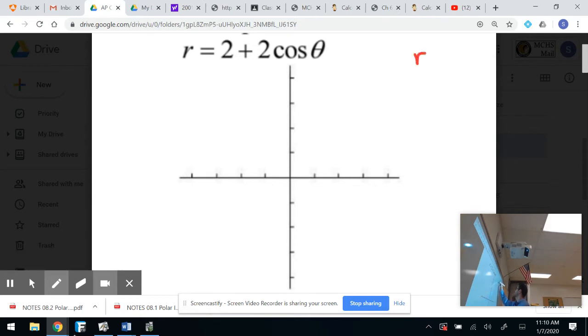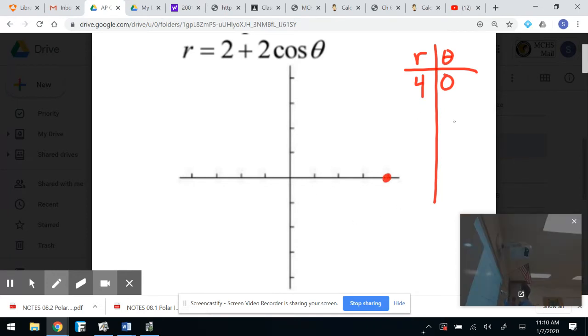Okay, and the way we get this guy started is let's look at r comma theta again. Okay, let's start at 0, right? If I put a 0 in there, I get cosine of 0, which is 1. I get 2 plus 2, which is 4. So I get 1, 2, 3, 4. Okay, so we're starting there.